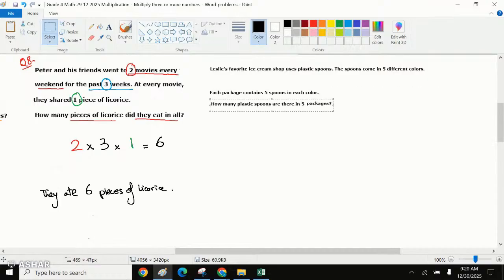Just a minute, please. Just aligning so that it's easier to read.